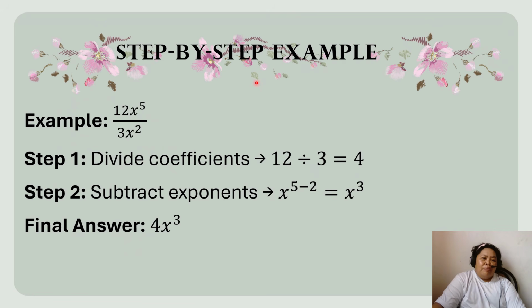Okay, so here are the step-by-step examples. For 12x to the power 5 divided by 3x squared, first divide the coefficients, which is 12 divided by 3, which is 4. Then subtract the exponents. We have x to the power of 5 minus 2, that is x cubed. So the final answer is 4x cubed.